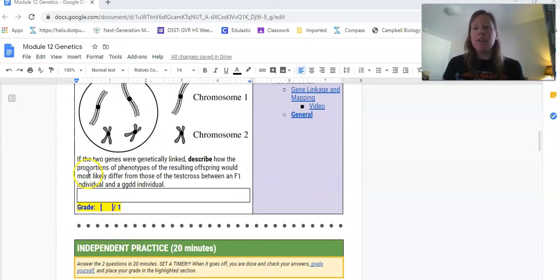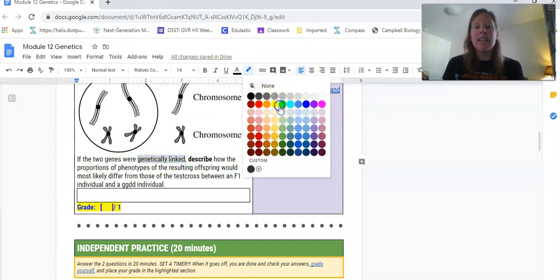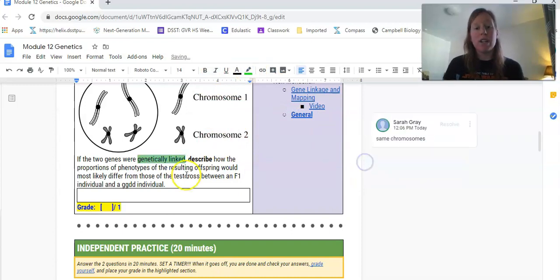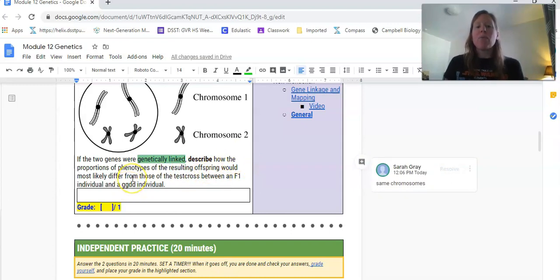You can read the prompt first, is always a skill, to see what you're looking for. So two genes were genetically linked. Okay, so linked, I immediately know that means they're on the same chromosome. So that is what linked means. It's always good to define words. Describe how the proportions of phenotypes of the resulting offspring would most likely differ from those of the test cross between an F1 individual and a GGDD individual.